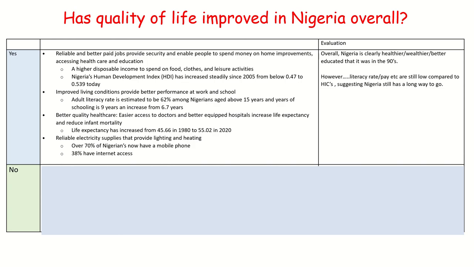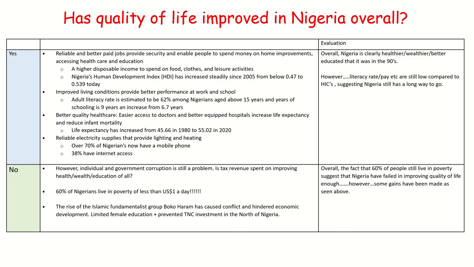38% now have internet access. 70% have a mobile phone. Healthcare is getting better. Education is getting better. Overall, Nigeria is healthier, wealthier, with better education than it was in the 80s and 90s. However, let's be honest here, government corruption is still a massive problem. The environment is being destroyed, and that can have significant health impacts on people.